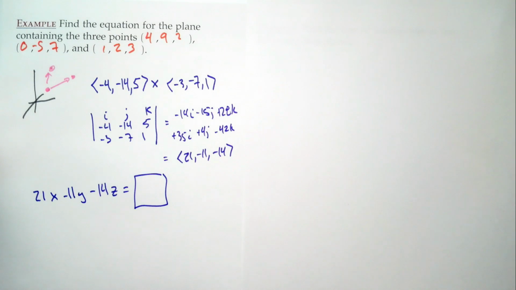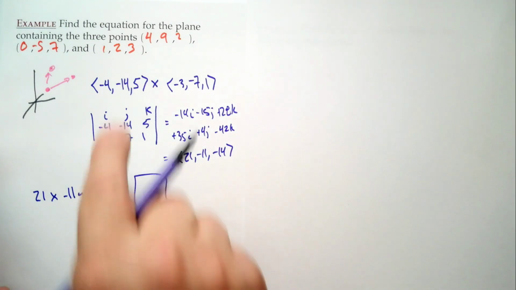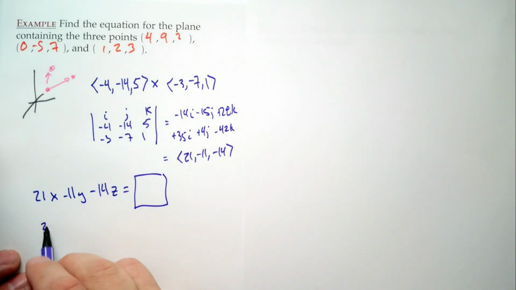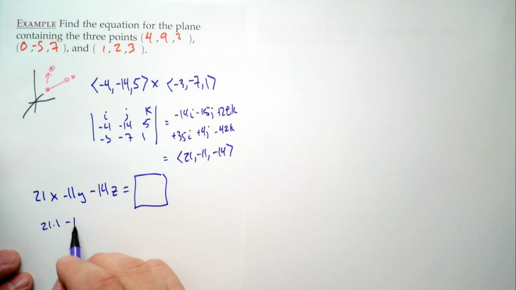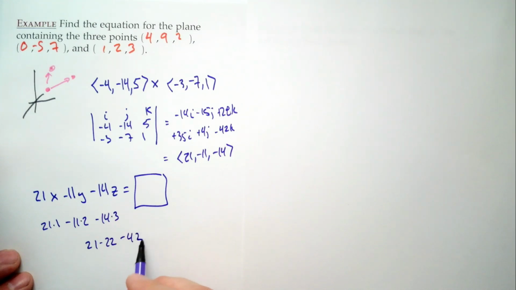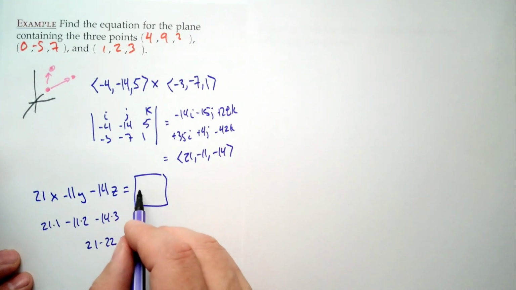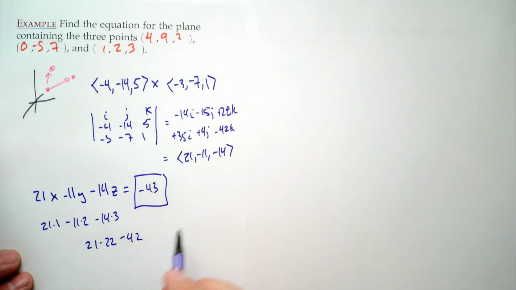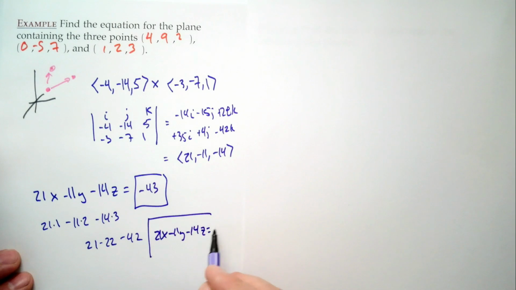So how do you find d now? Plug in a point. Which one? Any of them. So for example, 1, 2, 3. You get 21 times 1 minus 11 times 2 minus 14 times 3. Well, that's 21 minus 22 minus 42, which is negative 43. So the answer: 21x minus 11y minus 14z equals negative 43.